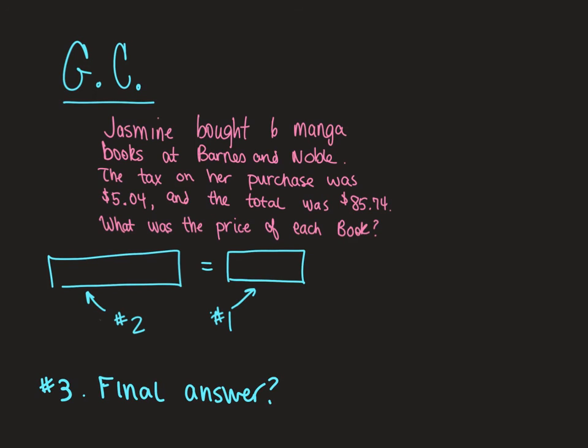All right, here's your Google Classroom question. Jasmine bought 6 manga books at Barnes & Noble. The tax on her purchase was $5.04 and the total was $85.74. The question is, what was the price of each book?